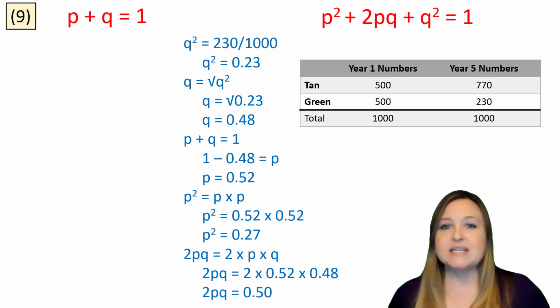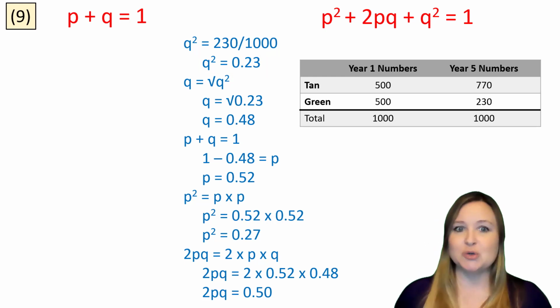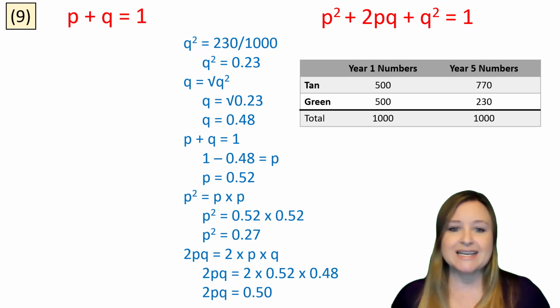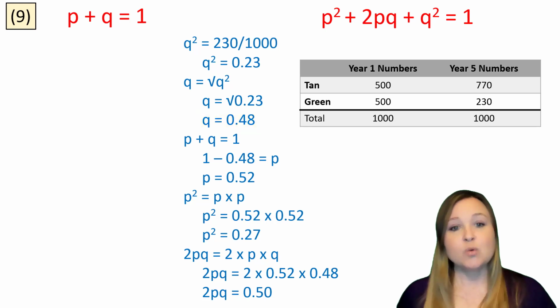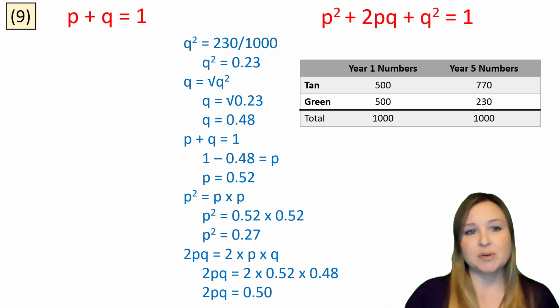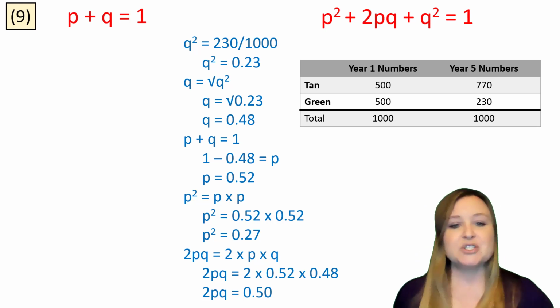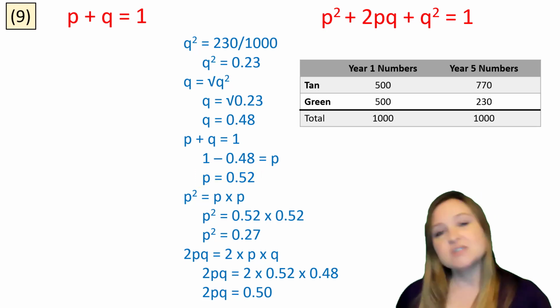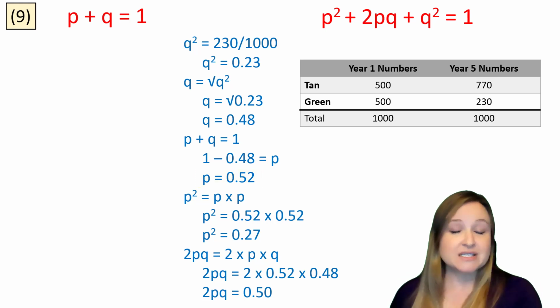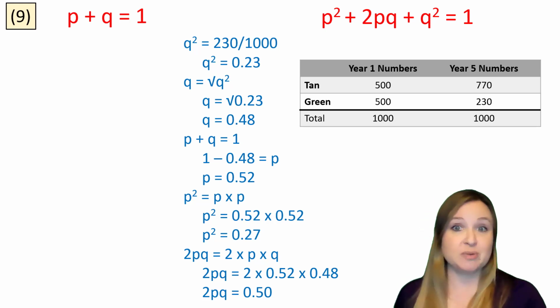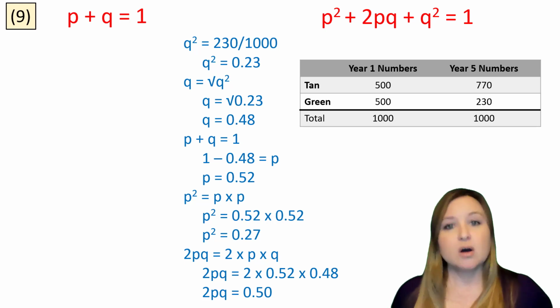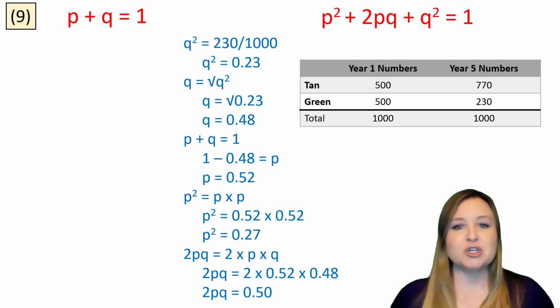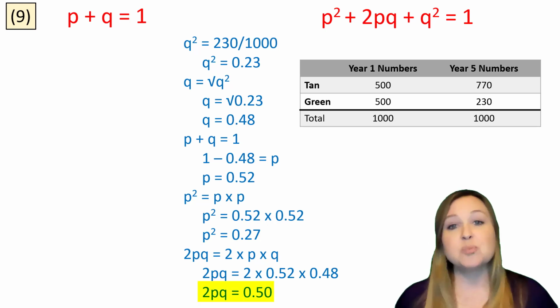Once we have q squared, we can take the square root of that to find q. So the square root of 0.23 is 0.48. Now that we have q, we can figure out p because p plus q equals 1. So p, therefore, is 0.52. We have p and we have q, so now we can figure out the frequencies that remain, p squared and 2pq. p squared is going to be 0.52 times 0.52. That equals 0.27. And 2pq is 2 times 0.52 times 0.48, and that equals 0.5.